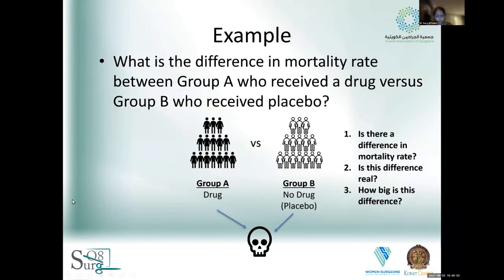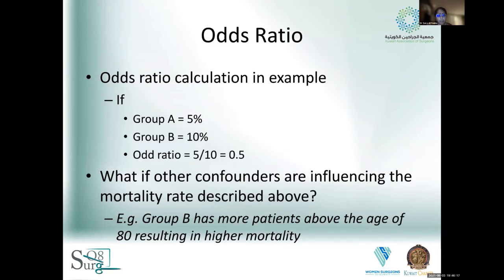Going back to our example, we talked about, is there a difference in mortality rate in our table one? Then we talked about, is this difference real by doing our statistical test? And then we want to know how big is this difference? So using our example, if we were going to calculate the odds ratio, let's say in group A, there was a 5% mortality rate, and in group B, there was a 10% mortality rate, then the odds ratio is simply 5 divided by 10, so 0.5 or 50%.